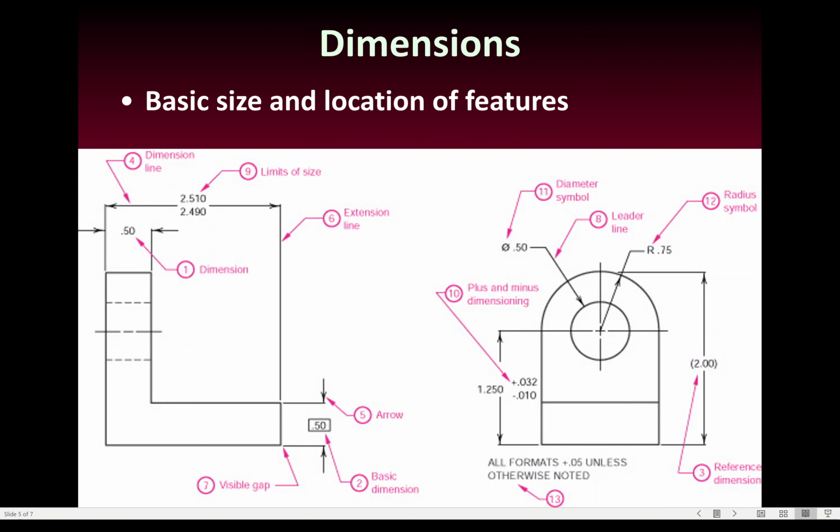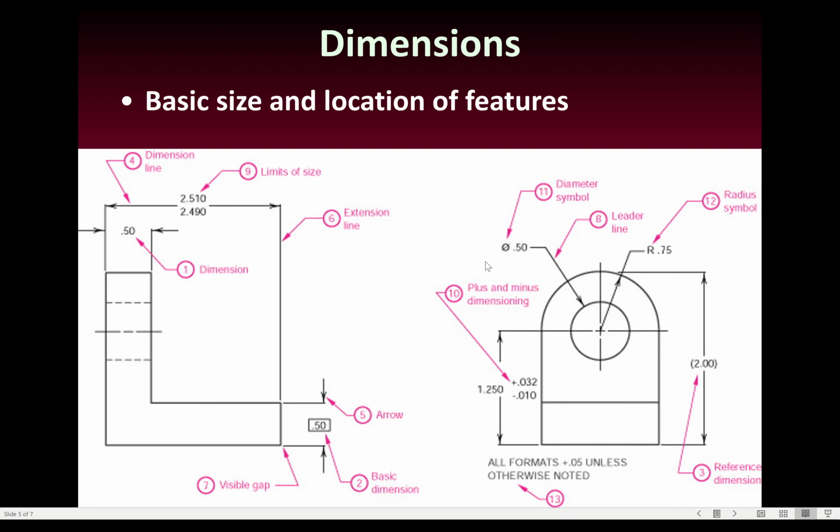Then we need to go to dimensioning. Okay, and this is honestly probably the most important part, or just as important as the drawing itself. And this basically gives you the basic size and locations of the features. You can see a lot of things here, right? So we've got dimension, we've got things called extension lines, right? Notice we have a diameter symbol, we have a radius symbol, okay?